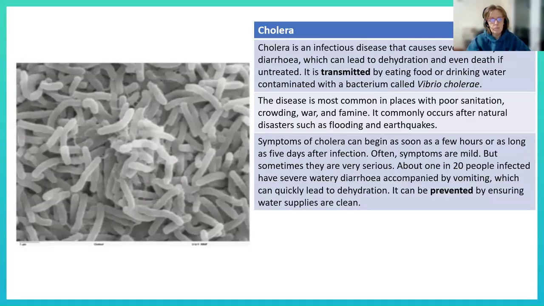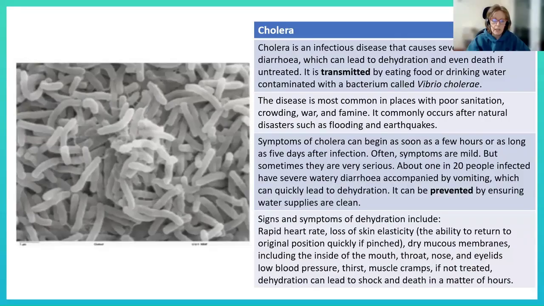Symptoms of cholera can begin very quickly after ingesting the bacteria, as quick as a couple of hours, or it might take even up to 5 days, depending on how fit and strong the individual is. Sometimes symptoms are mild, just a bit of diarrhea, but often they can be extremely serious, depending on the patient. Very young children can get extremely sick very quickly, but it can be prevented by ensuring water supplies are clean, which is the good thing. Dehydration can cause rapid heart rate, your skin goes a bit funny, everything gets dry, the inside of your mouth, the inside of your eyes, and it does cause death. It is very serious. So there we go.